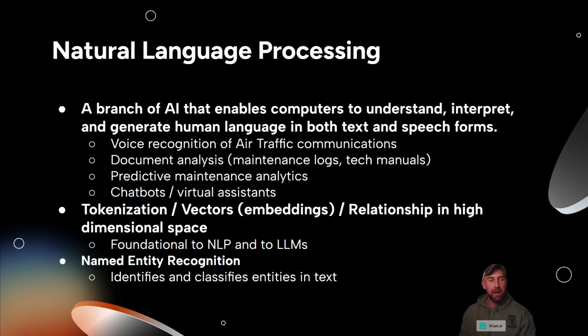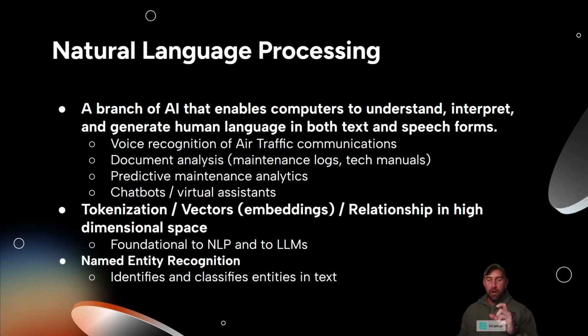Your computer does not understand natural language. It doesn't understand the words that we're speaking. Your computer operates in numbers, more specifically in binary, ones and zeros. So when we are passing text to the computer, some key terms for you to understand are tokenization, vectors, in this case embeddings, and the relationships that they form in high dimensional space. So let me explain that to you.